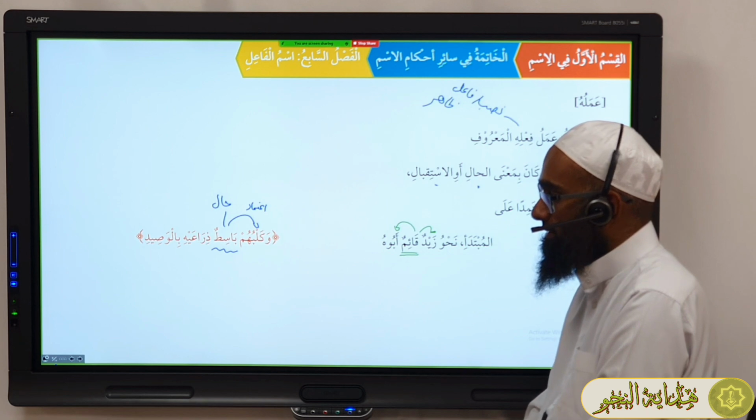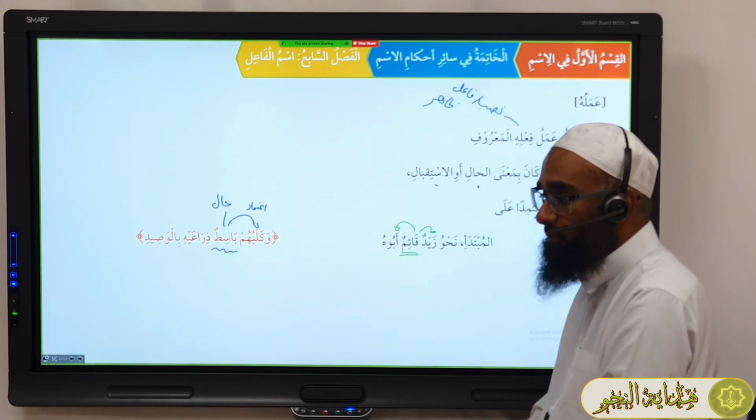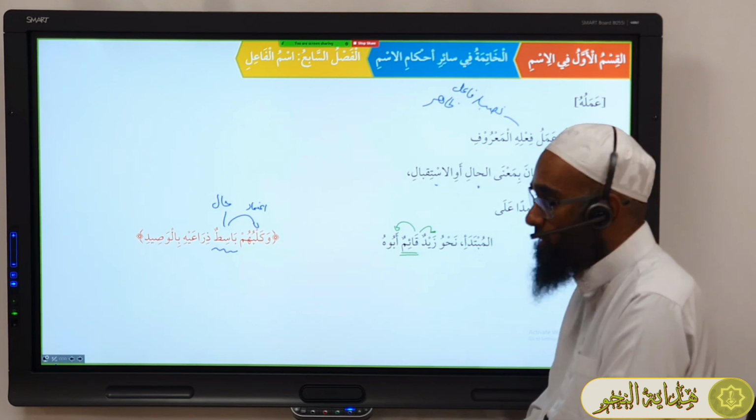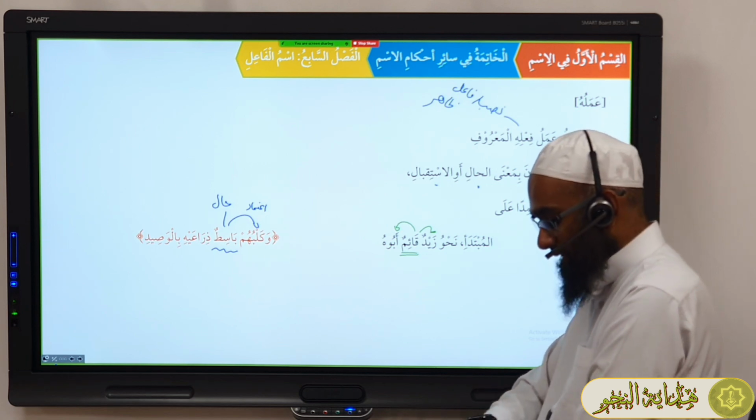This is not present tense. This is not a past tense. Is it not a past tense event? That the dog of the Ashabul Kahf, it's no longer there. It was there at a particular time. So how can this be present tense or future tense? Do you understand the question?